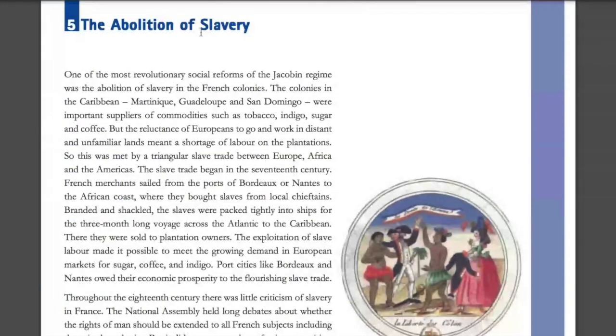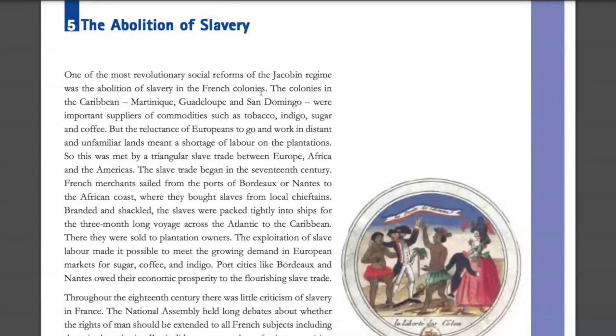The abolition of slavery. So when we talk about this, slavery was an important crisis at that time. So there was slave trade happening in France. So we learn about that. This is a different part of the French Revolution. How did slavery revolutionize in France? So that is what we learn over here.